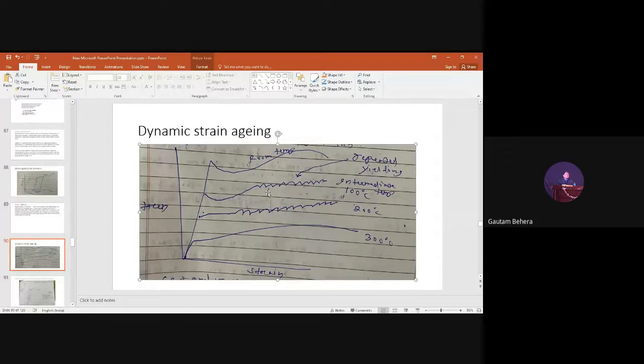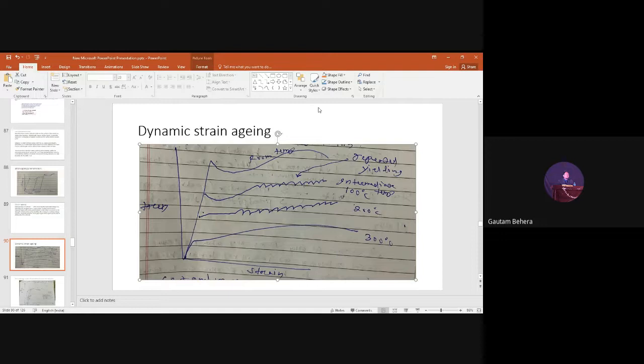Upper, lower, continuous upper, lower. So that means the dislocation is moving fast, but due to temperature, there is a diffusion of carbon and nitrogen atoms to the dislocation core. So the dislocation will get pinned up fast. Then again, it will get rid of the point defect and move easily. Again, it will get pinned up. So this will be a continuous process.